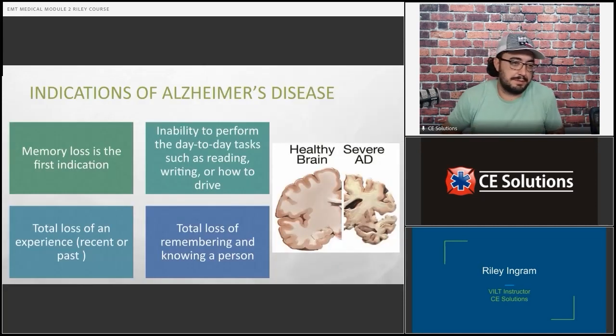Indications of Alzheimer's. Memory loss is the first indication. It's like when you get to your grandma's house and you say, my name's Riley, my brother's name's Tyler, my sister's name's Samantha, my dad's name's Mark, and she's like, oh, hey, Mark, Mike, Danny, Tyler, says every name in the book, and then we finally are like, Riley. And it's like, got it, but that's your first indication.